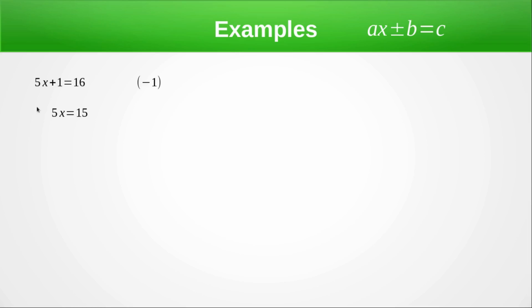So now it's like these basic ones we had before. How do we get rid of multiplying by 5? Well, we divide by 5, so that's going to leave us with x on the left, and 15 divided by 5 is 3 on the right.